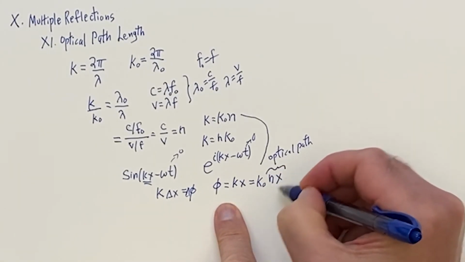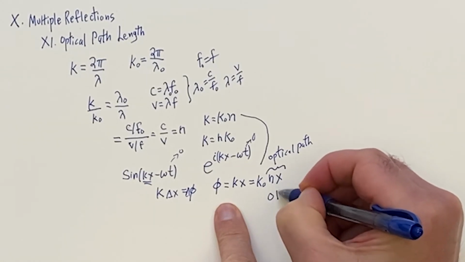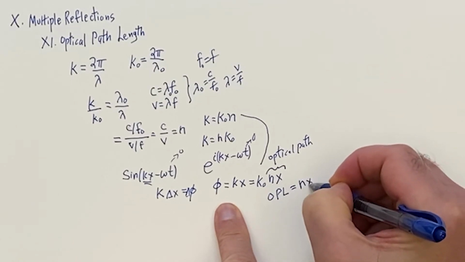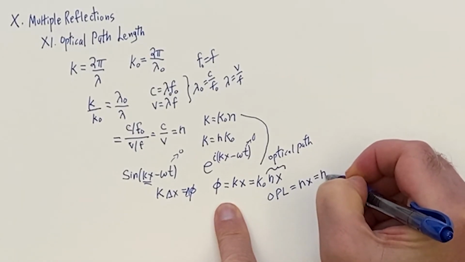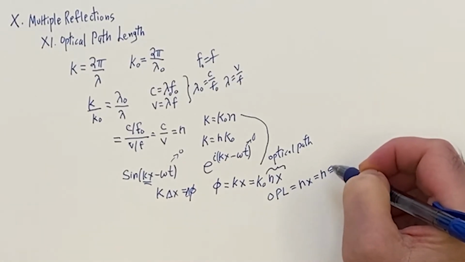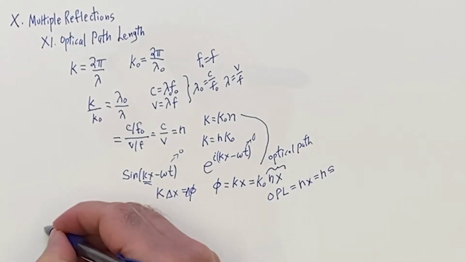Sometimes just referred to as OPL, optical path length, is nx. And a lot of times you may see the notation in s, like length, like arc length kind of thing. Okay, let's go on.